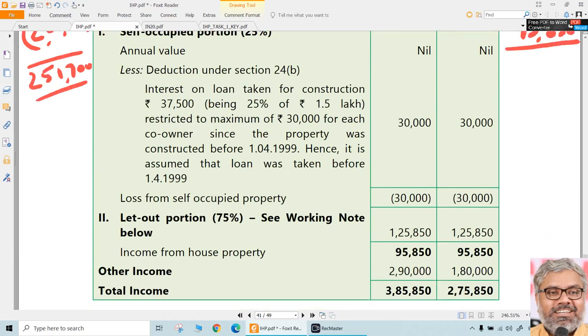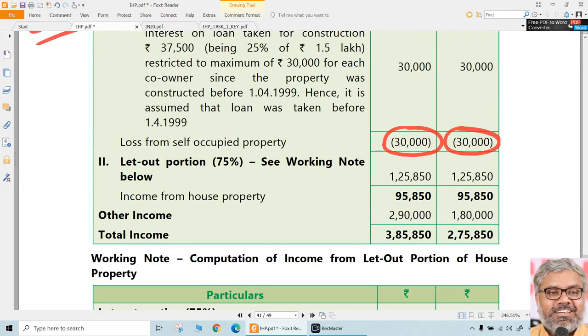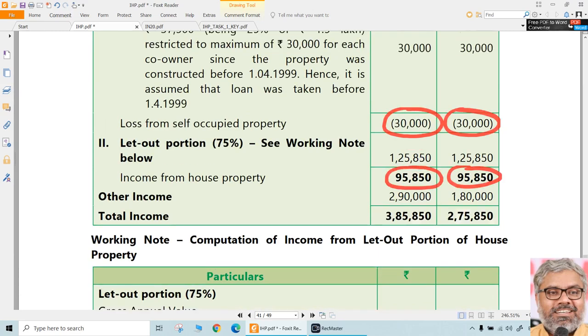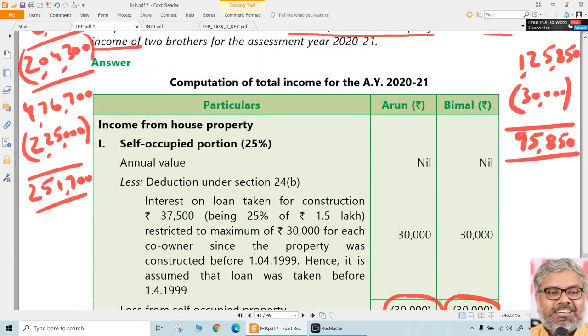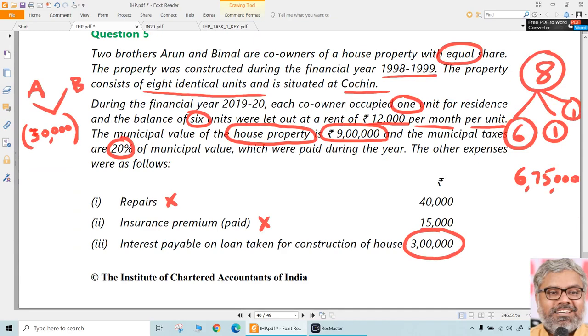But main point is, how much can be claimed as deduction here under 24B for self-occupied property? That date has to be clearly remembered, because of which 30,000 only is the restriction. And finally, the income from house property is 95850. That is the answer for the exercise question number 5.